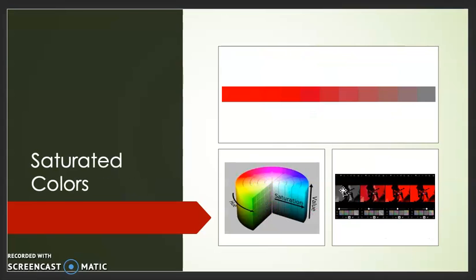Next, we have saturated colors. Saturated colors are the intensity of the color. Saturation defines a range from pure color at 100% to gray, which is 0%. A fully saturated color is one of pure color. They are usually vivid and bright.